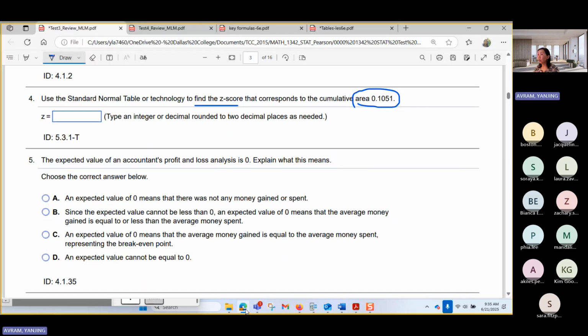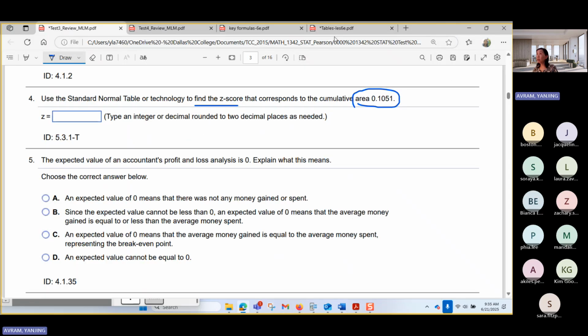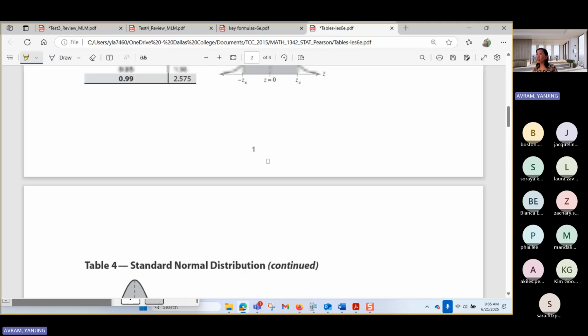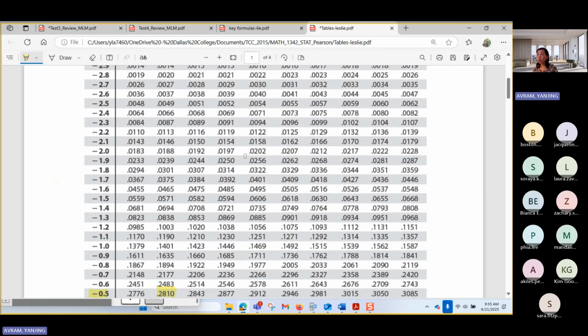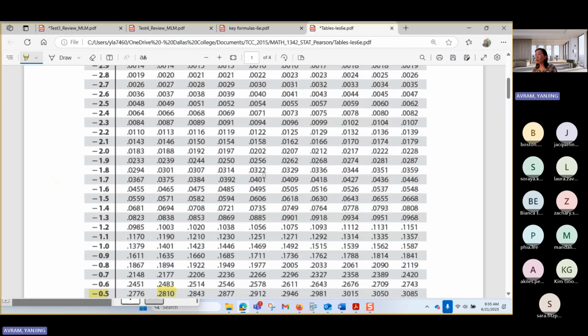0.1051. Okay, so I need to read the Z-score. So this is reading the table backward, all right? So what do you need to do when reading the table backward? You need to find, in the middle of the table, 0.1051. So you have to look for 0.1051 right here.